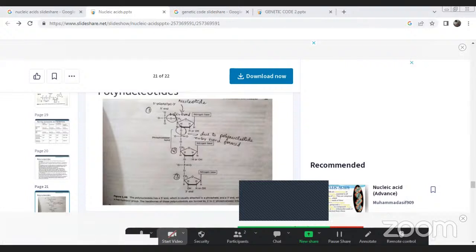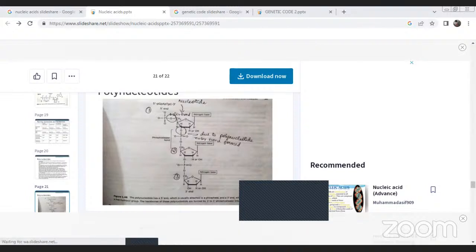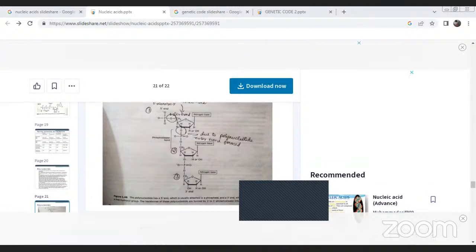Short fragments of DNA between 100 and 1000 nucleotides in length are called Okazaki fragments, named after the person who isolated them. The fragments are joined by the enzyme ligase.